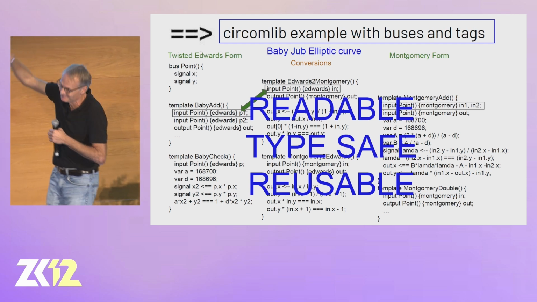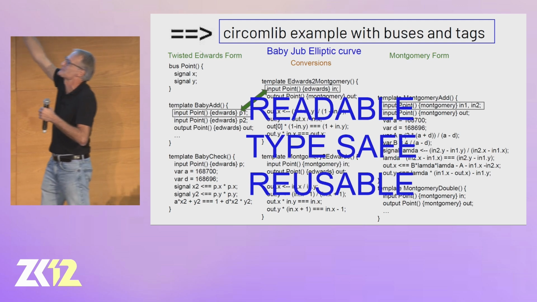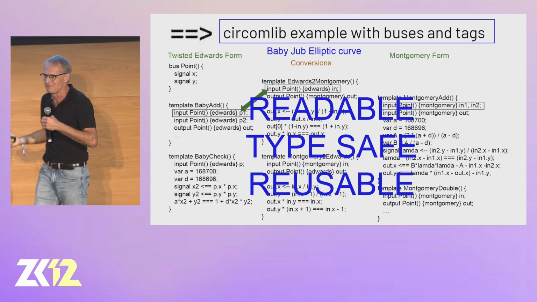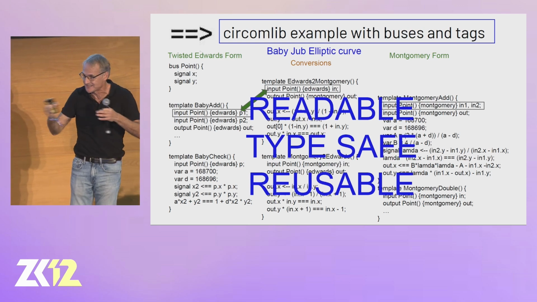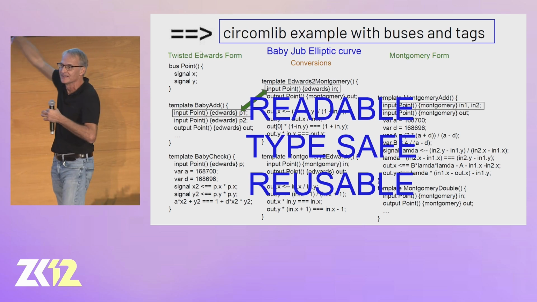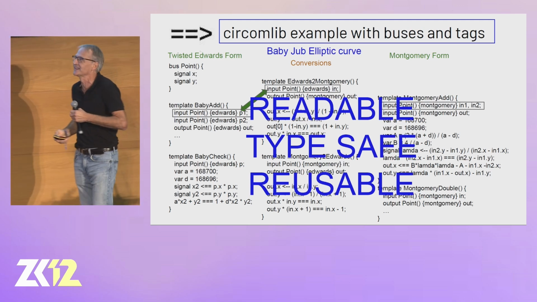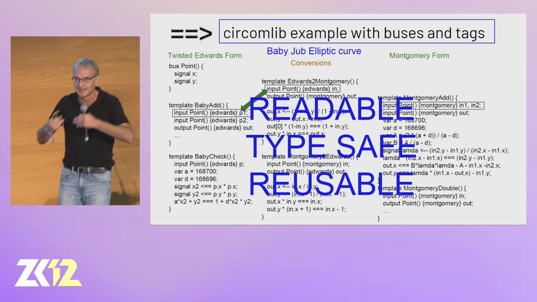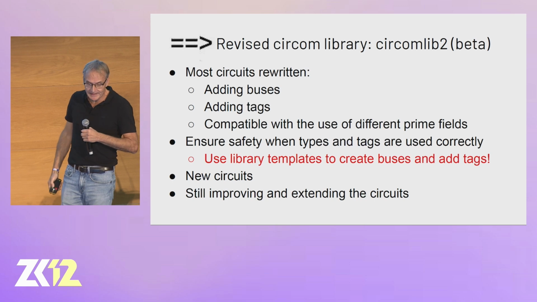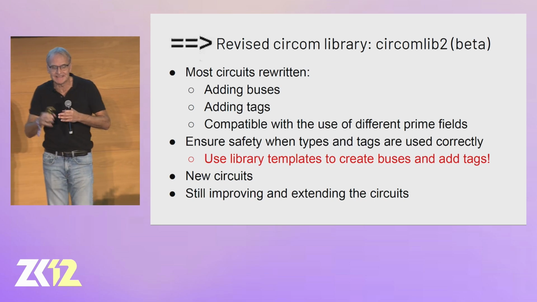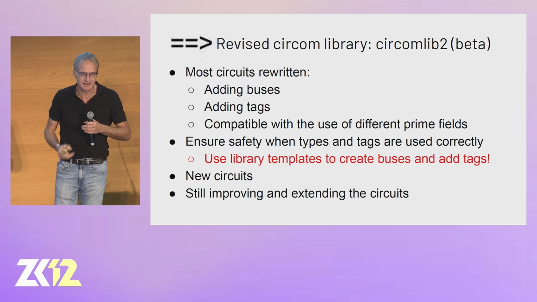So with tags and buses, we get readability and type safety, but also we are far more reusable with the code, because maybe we have operations for points that are always the same, and we can reuse them in both cases. It's just the standard situation with subtyping; it simply helps in reusability. So finally, in this new Circom, we have added these buses and tags, and made it compatible.